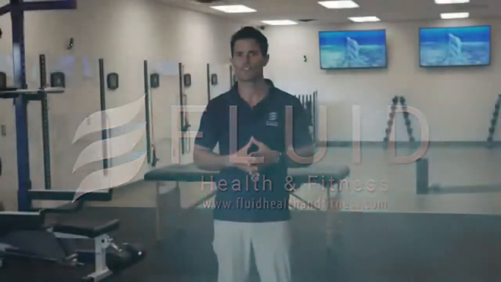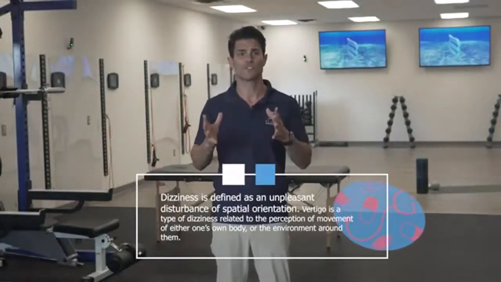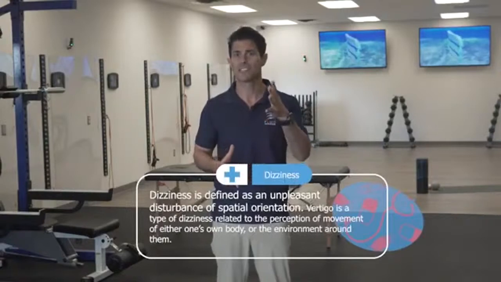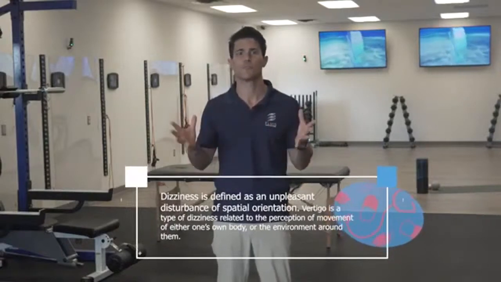So what is dizziness and vertigo anyway? Well, dizziness is defined as an unpleasant disturbance of spatial orientation, and vertigo is a type of dizziness related to the perception of the movement of either one's own body or the environment around them.